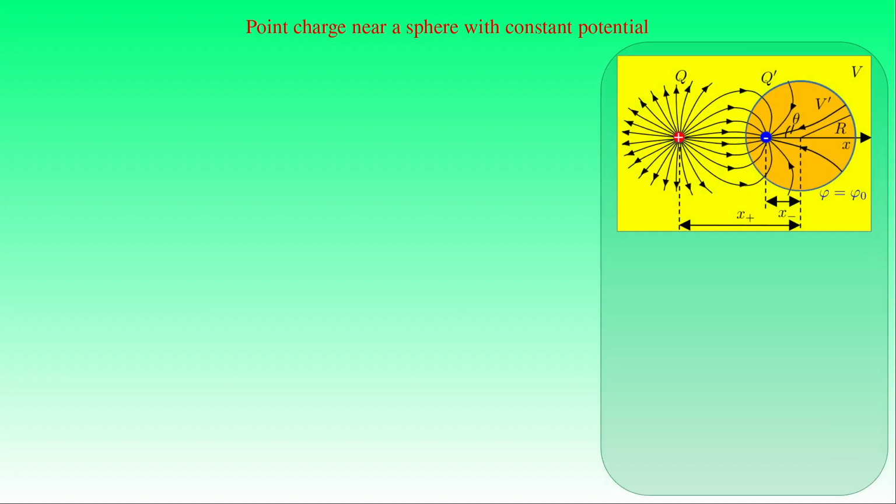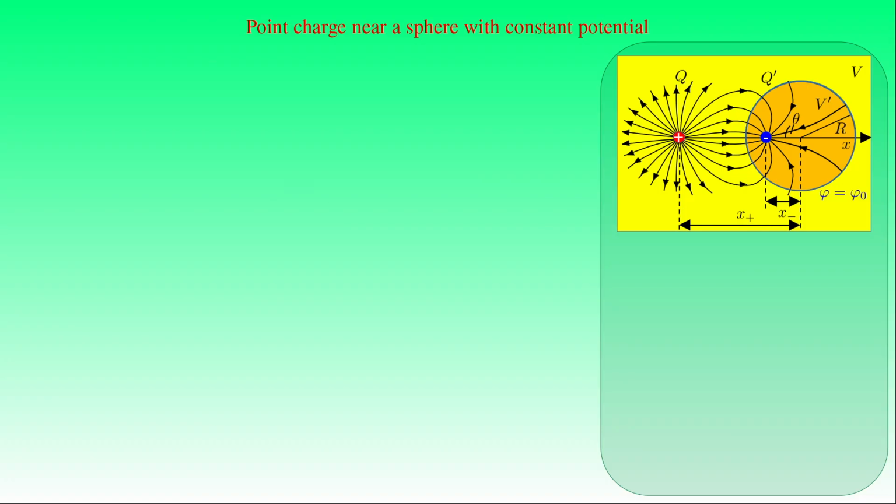Now we discuss the example of a point charge near a conducting sphere with constant voltage. We consider the case of the sphere of constant voltage phi naught, where the point charge q in the volume V is outside the sphere of radius capital R at the distance x sub plus from the center of the sphere. The method of images is applied again by placing an image charge q prime inside the conducting sphere with the volume V prime at the distance x sub minus from the center on the x-axis connecting the point charge q with the center.